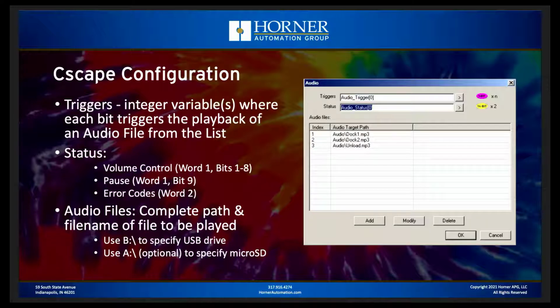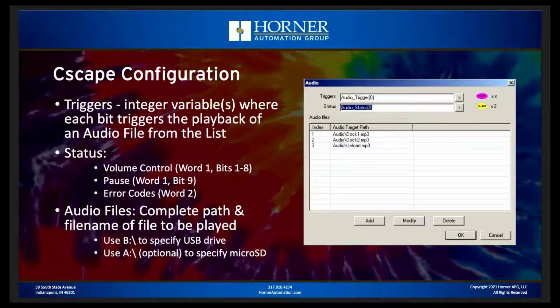Okay, so once you've assigned your trigger variable, then you also need to assign a status variable, and that is 2 consecutive integers. Now with the first integer, the first half of the first integer, the lower byte, that's where the volume control is adjusted. So again, bits 1 through 8, when taken as a byte, are the volume control. And if you don't do anything to set that variable in your program or on the screen, the OCS is going to set that to a value of 50 or 50%. So that's the lower byte of the first status word.